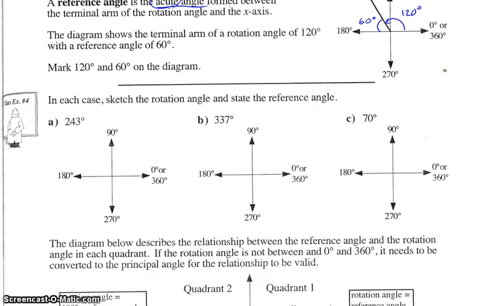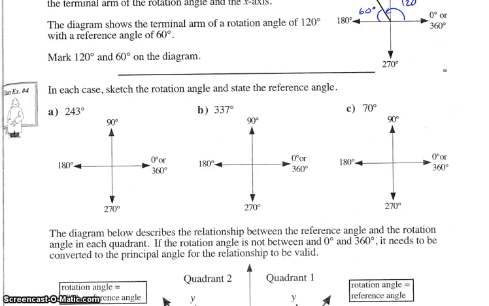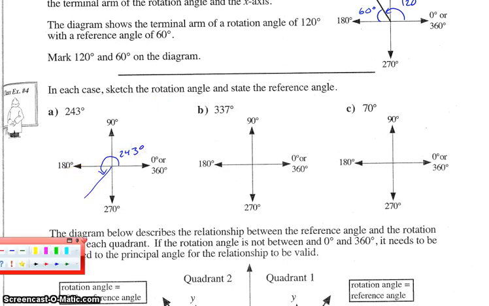So in each case, we're going to sketch the rotation angle and state the reference angle. Okay, so 243 degrees, let's see if we can draw that. That should land us somewhere down here. 243 degrees, sorry. And the reference angle would be this angle between that terminal arm and the x-axis.